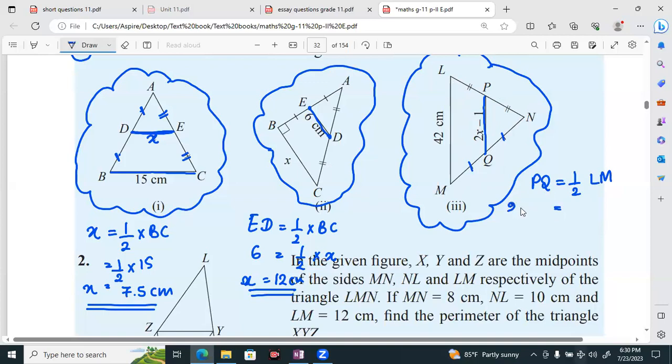Then PQ is 2x minus 1, substituted. Half into LM, which is 42, is 42 divided by 2, that is 21. Therefore, we obtain here 2x minus 1 equals 21. Then 2x equals 22. Divide both sides by 2. Then x is equal to 11 centimeters.